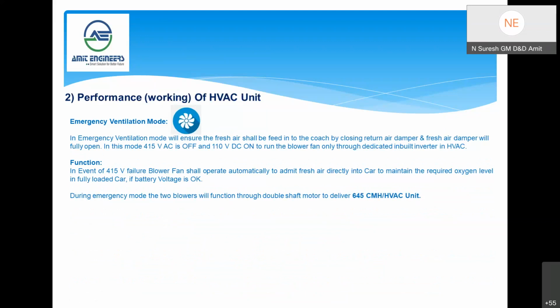This is the emergency ventilation mode. In emergency ventilation mode, if the 415 volt input power supply fails, the 110 volt DC will run the blower fan through a dedicated inbuilt inverter in the HVAC. It will ensure that minimum fresh air of 645 cmh per unit is fed into the coach. Both the variable frequency drive and the emergency inverter are placed inside the HVAC unit.